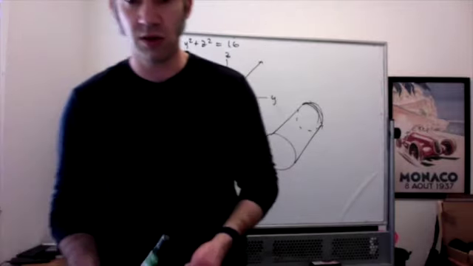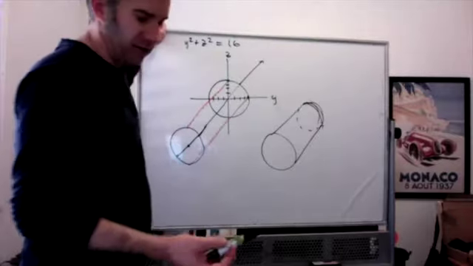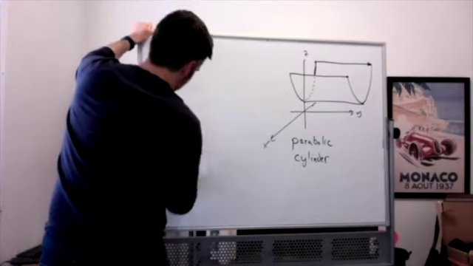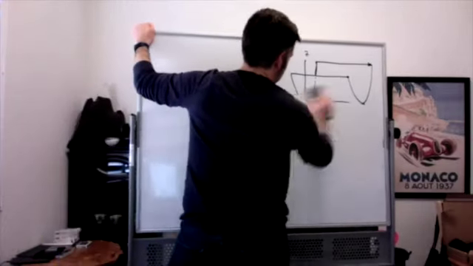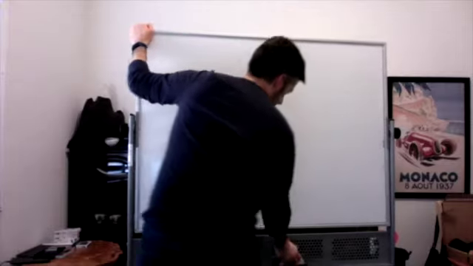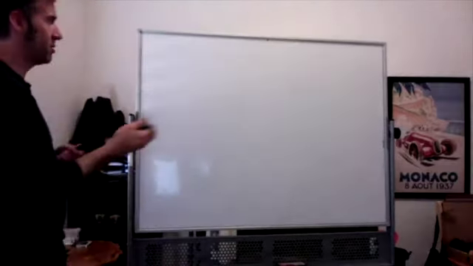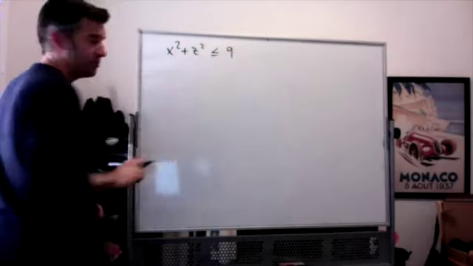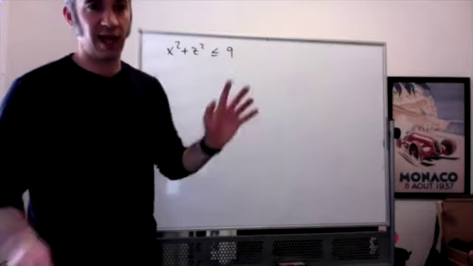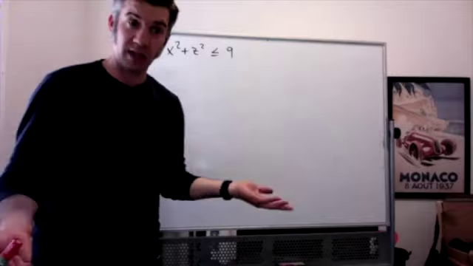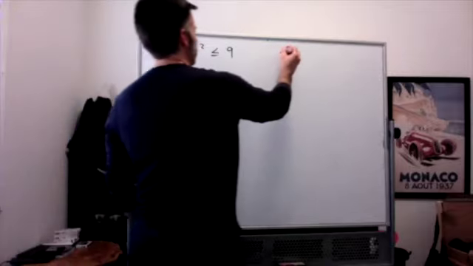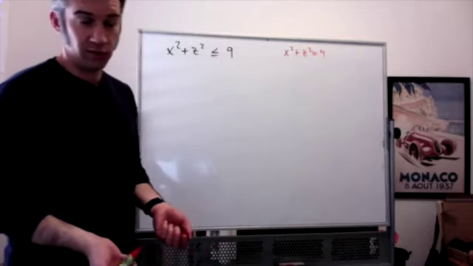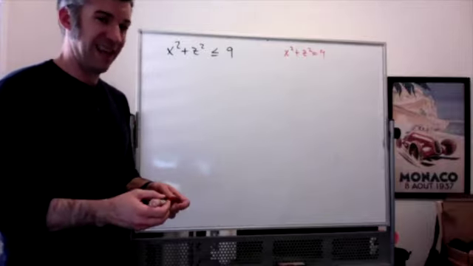A couple other things we have to deal with. Sometimes we don't just have an equation, we have an inequality. So if someone said, instead of what I just did, we have x squared plus z squared less than or equal to 9. What I usually do when I see something like that is ignore the inequality for a second. I'm just like, okay, what if I was doing x squared plus z squared equal to 9? I know that's a circle, radius 3, centered at the origin in the xz plane.